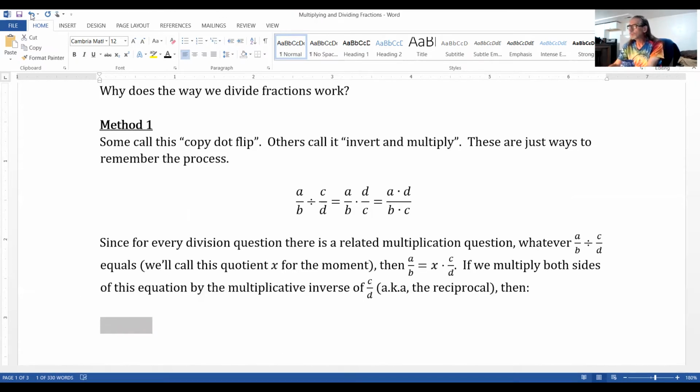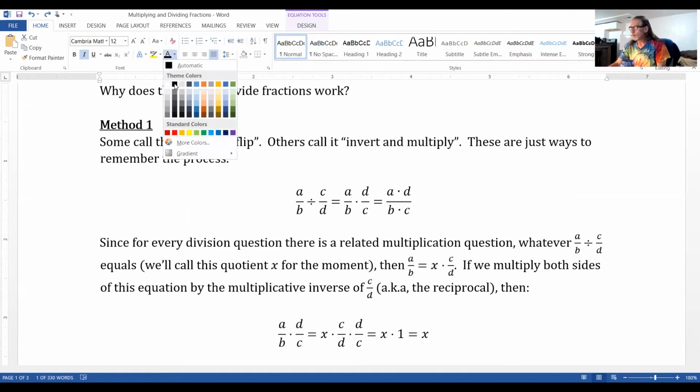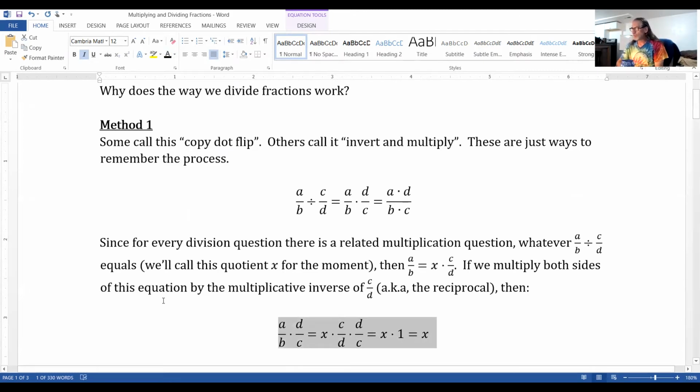Oops. Let's change that, make that visible. All right. So multiplied on the left side, but also on the right side here, the C over D and D over C, they're multiplicative inverses of each other. When we multiply them together, we get the multiplicative identity 1, meaning that when we multiply something by 1, it doesn't change that other something.